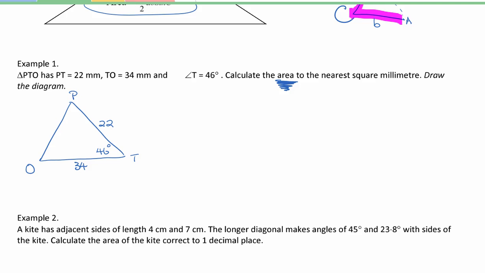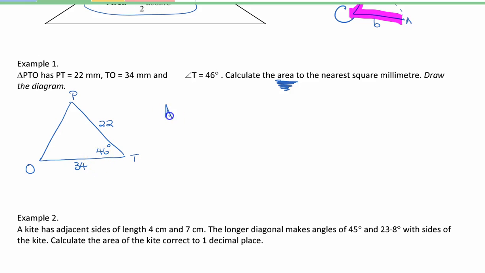Now, your triangle may not look exactly like mine. You might have it in a different orientation. You might have your T at the top. You might have your T at the bottom left-hand side. It doesn't really matter. What you should find is you've got your 46 degrees between your two sides, 20 and 34, and that is all that matters for this formula.